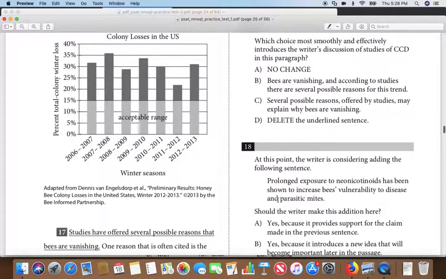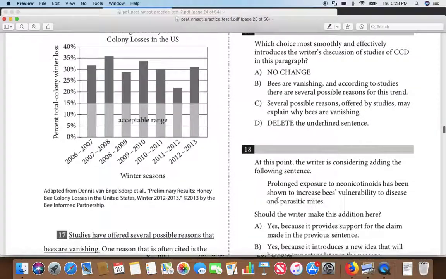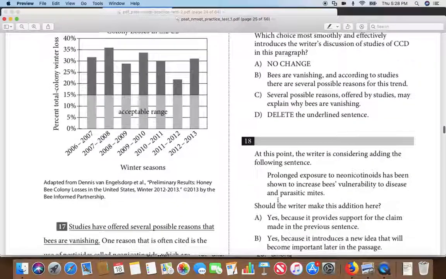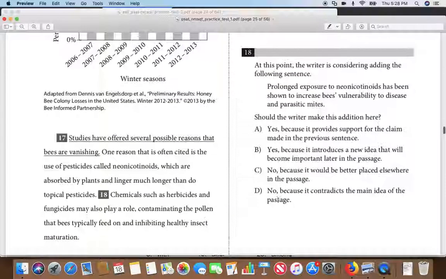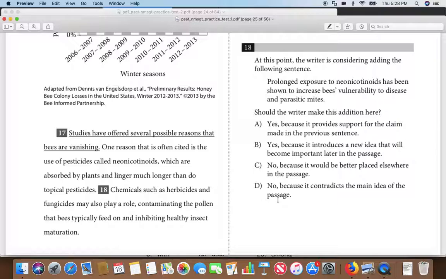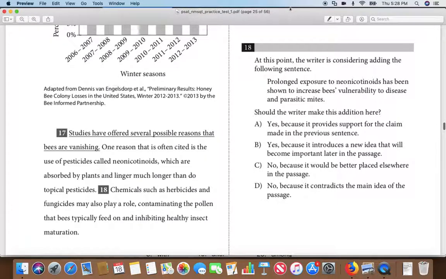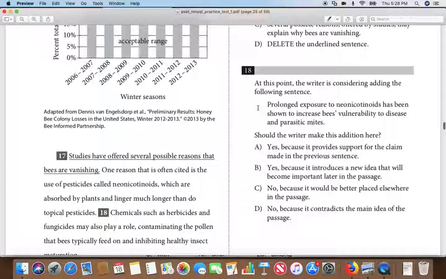Okay. Let's rock and roll. Let's do this. So I think we're starting on question number 17. Caroline, I'll start with you, and then let's just read the sentence, and then we'll answer the questions as we go along. Start with 17. Do you see the sentence? Yes. Okay. Studies have offered several possible reasons that bees are vanishing. Okay, let's stop there and let's answer question number 17.